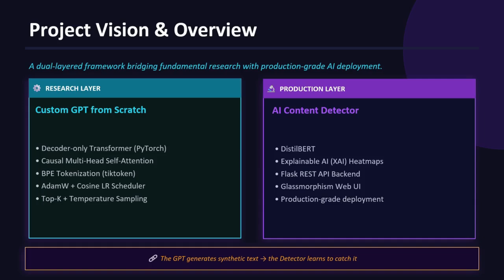And the second is a production layer where I build an AI content detector using DistilBERT and deploy it using Flask. So the key idea is a closed-loop system where the GPT model generates the text and the detector analyzes whether it is AI generated, and this creates a complete pipeline from generation to detection. So the GPT generates synthetic text and the detector learns to catch it.